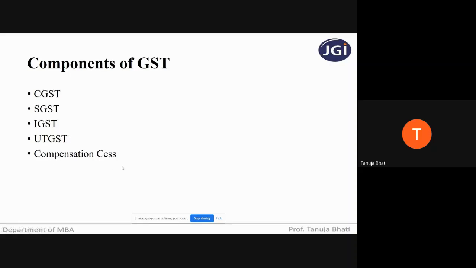And next is compensation cess. See students, compensation cess is again charged not on all the goods and services. It is just charged on the sinful products or on the luxury items. Now when I say sinful products, it means like tobacco, gutka, cigarettes, okay. And when I say luxury items, like car, motor vehicles, it becomes a luxury item. So compensation cess is charged only on certain items which are either falling under the category of sinful products, or falling under the category of luxury products.